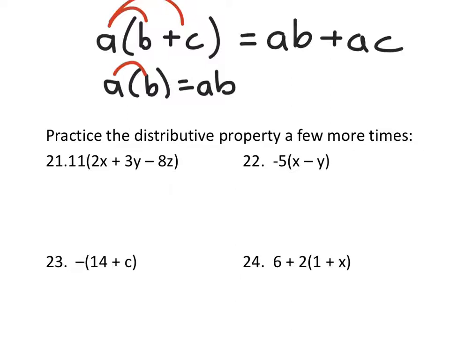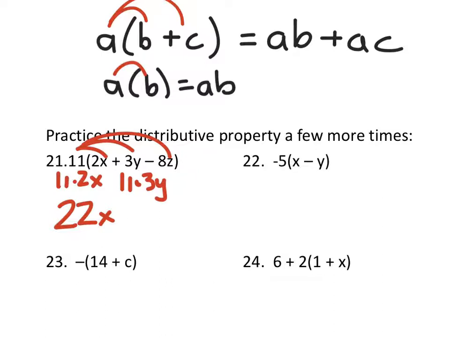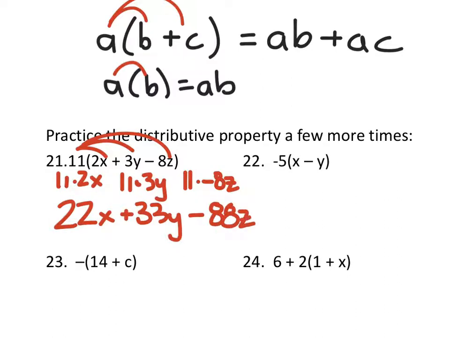So this number 21 right here, you distribute the 11 into all 3 terms. One thing we should notice with distribution is it's always multiplication. So when we're looking to distribute this 11, it's really 11 times 2x, or I would say 11 sets of 2x, which is 22x's. And then you also have 11 sets of 3y, which is positive 33y's. Now this last one, it's 11 sets of negative 8z's, which would give you negative 88z's for that one, okay?